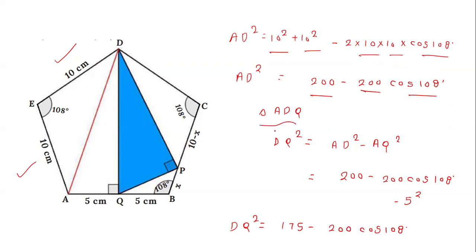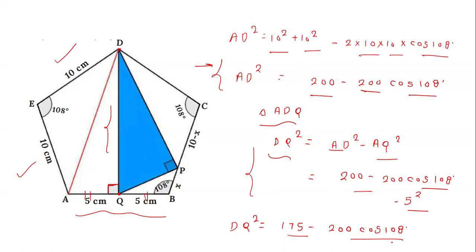Now if you look at the triangle ADQ, we find DQ square is AD square minus AQ square. AD square we now know is 200 minus 200 cos 108. For AQ, from the point D we draw a perpendicular, it cuts at the point Q, and because it is symmetric, the whole length of 10 divides into equal parts, 5 and 5. So AQ is 5 centimeters simply. So DQ square is 175 minus 200 cos 108.